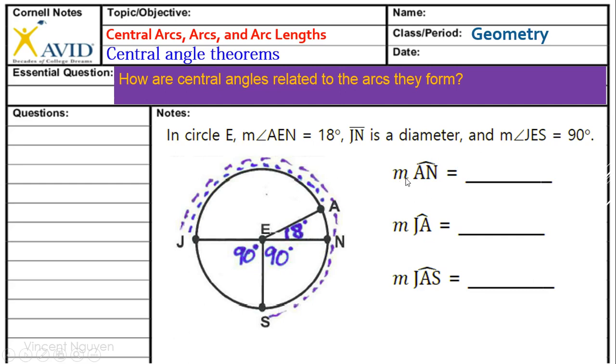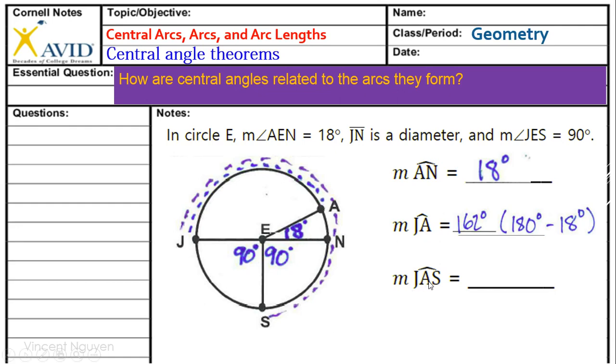What is the question asking? It's asking us to find the measure of arc AN. Well, that's 18. We already did that. That's 18, because it's the same as the central angle. What about arc JA? Remember, this half is 180, and this is already 18. So arc JA must be 180 minus 18. That's 162 degrees.